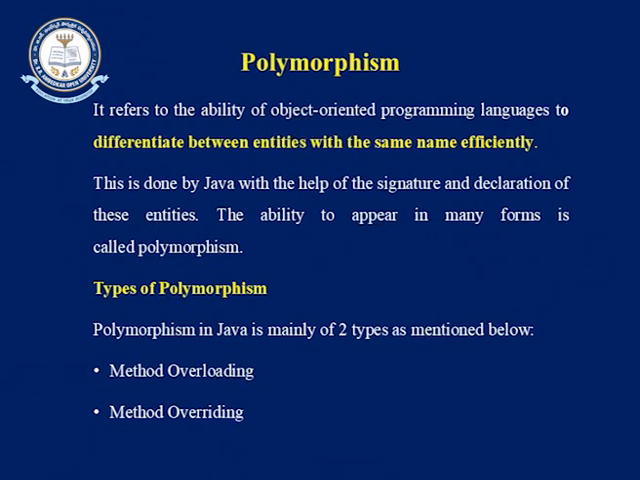Next one is polymorphism. What is meant by polymorphism? Polymorphism is also one type of object oriented programming concept. We derived this word from the Latin language. Poly means many, morphism means forms, so many forms. Many forms means one method can perform many actions. How will it perform? One method can perform many actions.